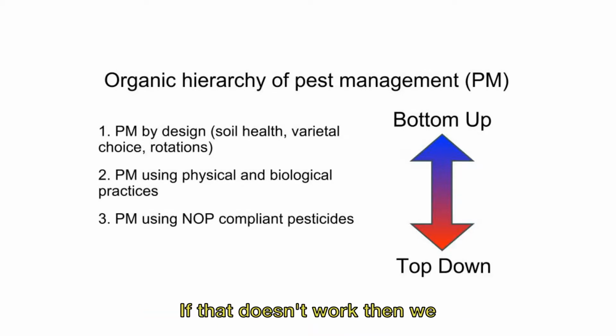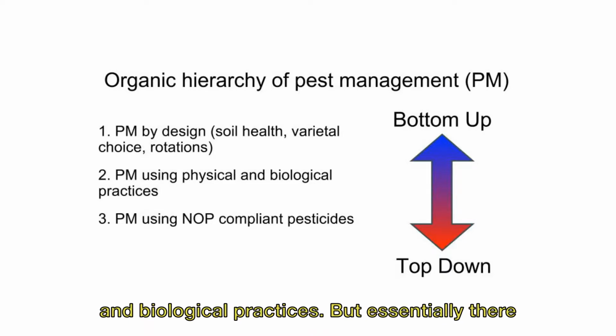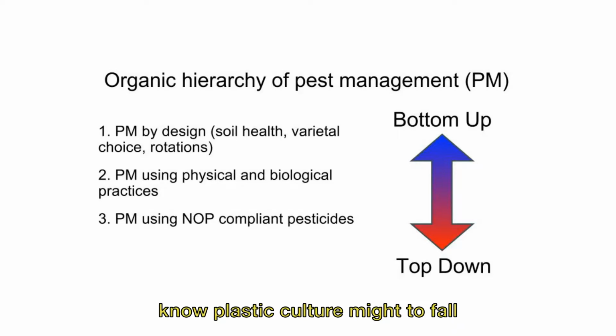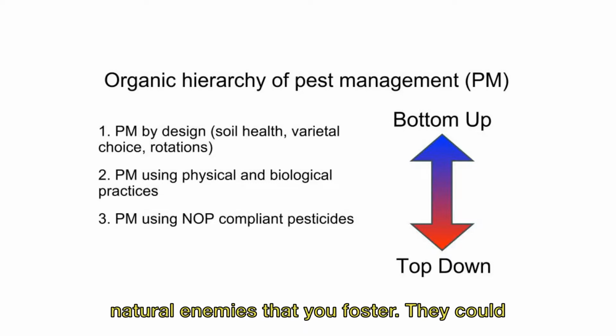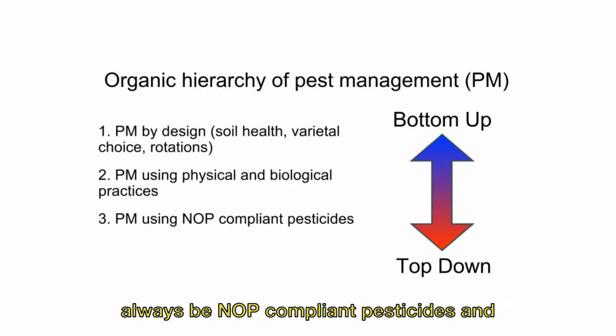If that doesn't work, then we start moving into thinking about physical and biological practices. That might be going out and using cultivation for weeds, or physical removal of a pest, or plasticulture might fall under that line. And maybe using biological inputs. These could be natural enemies that you foster, or natural enemies that you buy and release. You might even consider some biopesticides under this tier of organic pest management. And then finally, our last resort should hopefully always be NOP compliant pesticides.